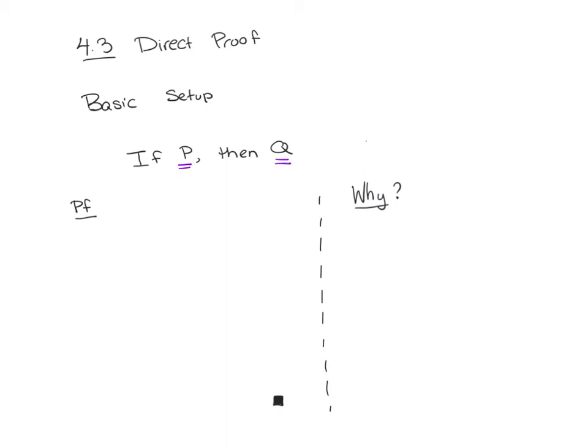Maybe if we have a statement which is written using quantifiers, we could rewrite that statement as a conditional, and then we could use a direct proof for it. But we do have to have this if P then Q. And the basic setup that I like to think about is assume or suppose P, show Q. When I'm doing the proof, I'm going to start with either suppose or assume.